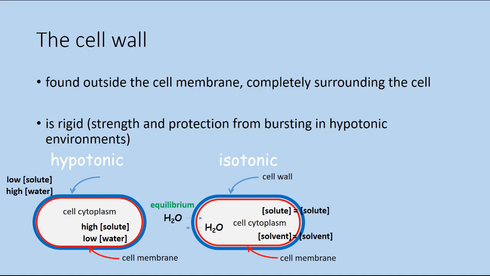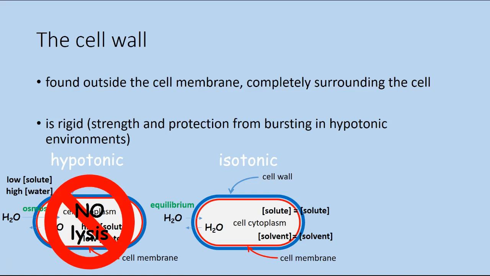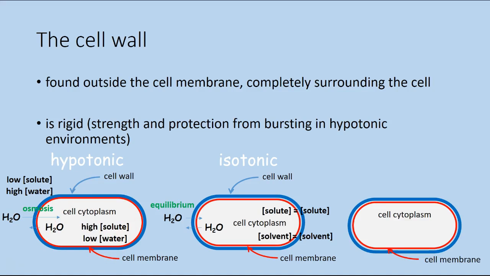But because bacteria have a rigid cell wall surrounding their cells, only so much water can enter the cells until the membranes are pressed against the cell walls, stopping osmosis from occurring and thus preventing lysis. The cell continues to grow and replicate as long as the cell wall is intact.